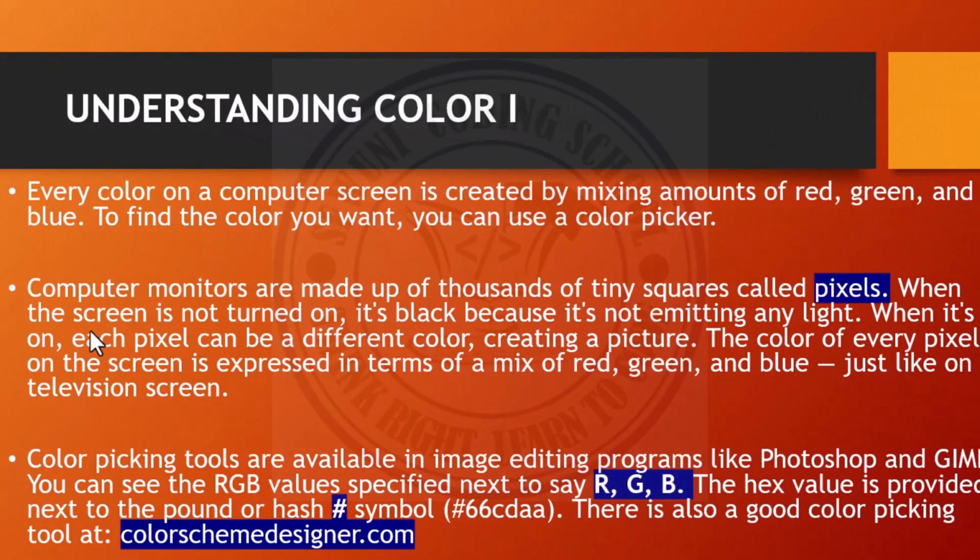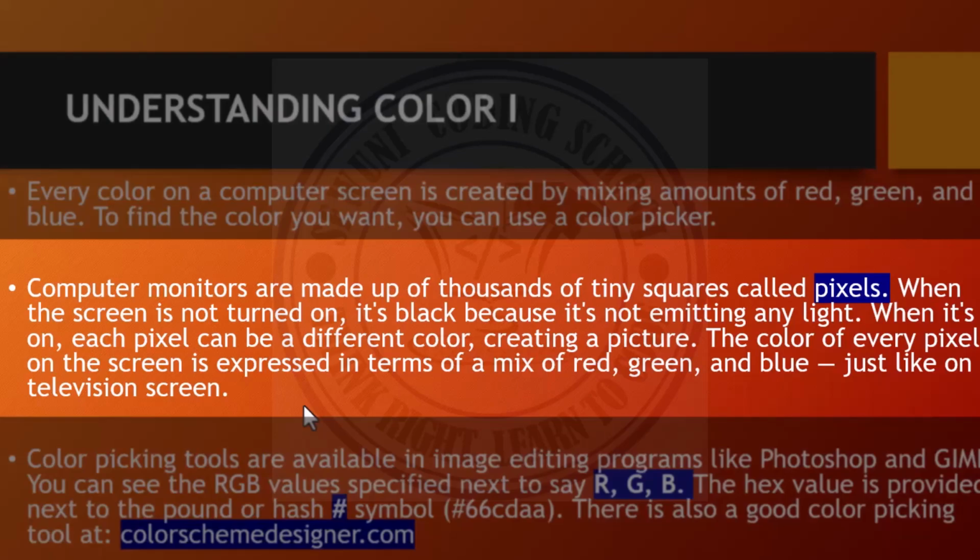Computer monitors are also made up of millions of tiny squares called pixels. Actually, pixel is an acronym which stands for picture element, PIX for picture and EL for element. That means any picture you see on a screen or monitor has a lot of pixels, tiny boxes which represent pixels. The more you zoom in, the more you see them. Some phones can take pictures that are 12 megapixel, 24 megapixel, 64 megapixel. So it depends on the amount of pixels.